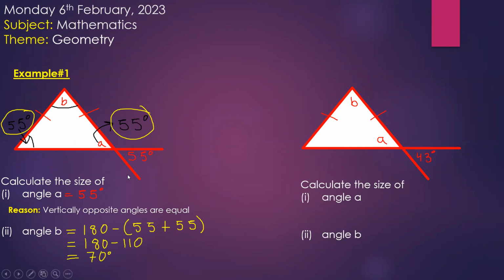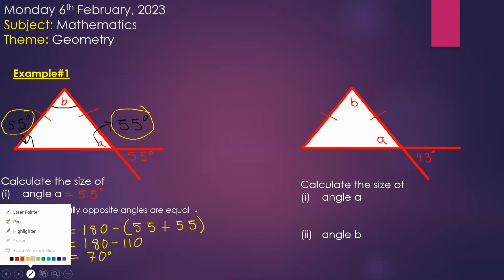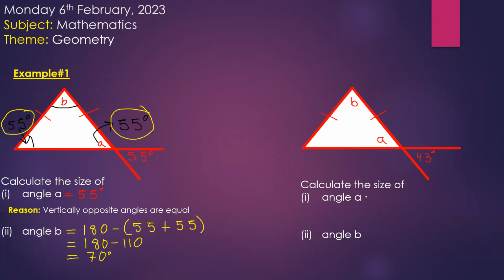Okay, can someone help me with angle A, please? 43. Angle A is 43 degrees. Why? What's the reason? Because it's still vertically opposite. Very good. And we know that vertically opposite angles are equal. So here, these two are vertically opposite, so it's going to be 43 degrees, because vertically opposite angles are equal.